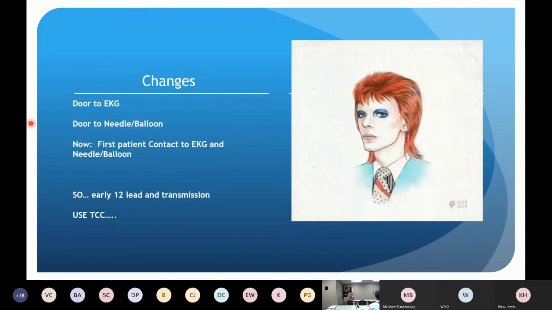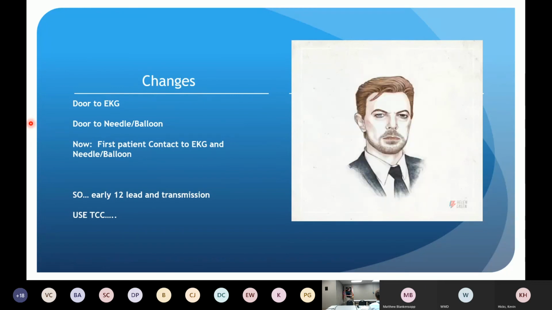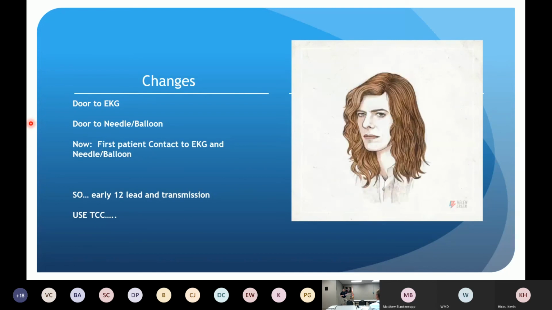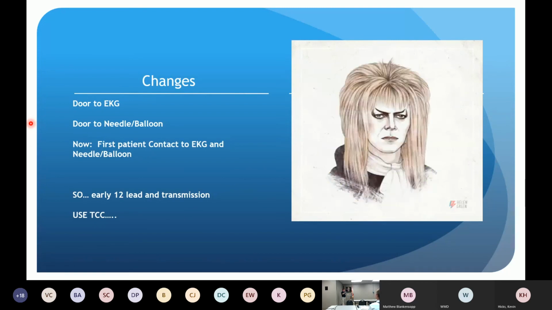So changes that are coming. In the hospital, we studied door to EKG times. We've got 10 minutes to get an EKG on anybody with ACS symptoms. That's coming to the pre-hospital world. We're looking at not door to balloon time, but first patient contact to balloon time now in a lot of parts of the nation.